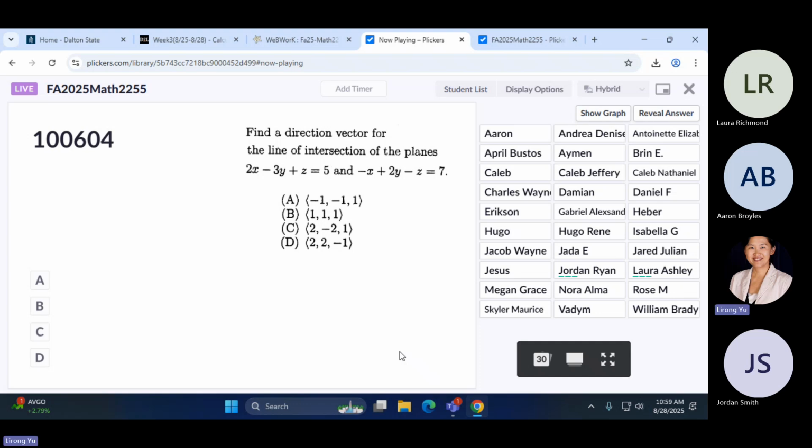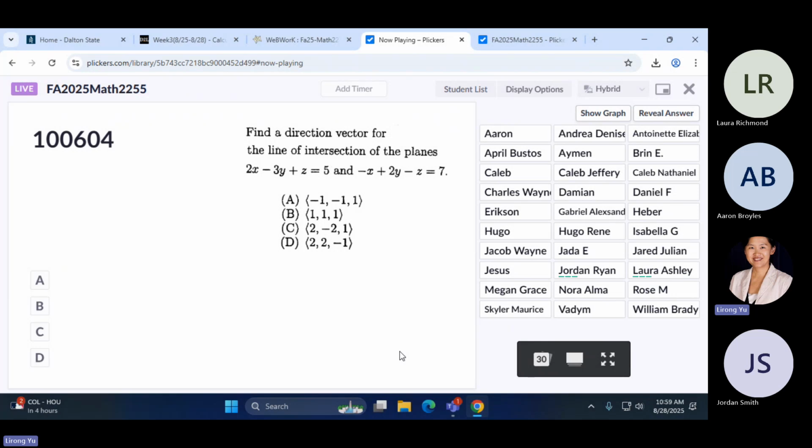On the board is a question in relation to planes. If we have two planes that are intersecting, we want to be able to determine the line of intersection. The intersection between two planes is a straight line, and we need to determine a point on the line and also the direction vector of the line. The direction vector of the line should be the cross product between the two normal vectors.